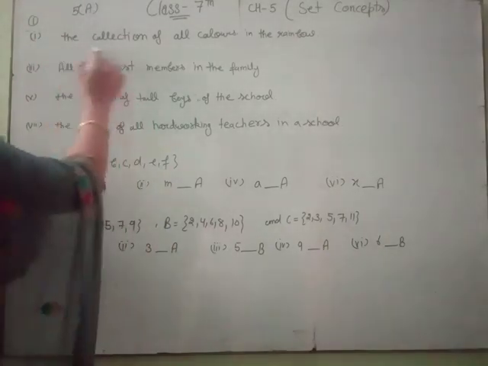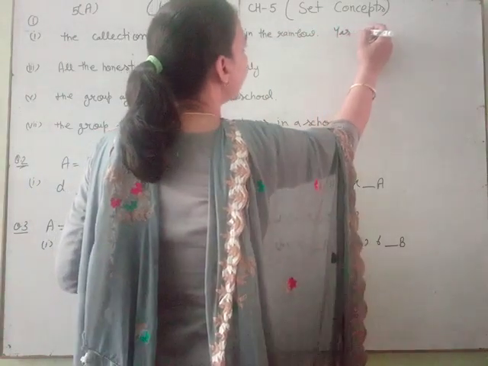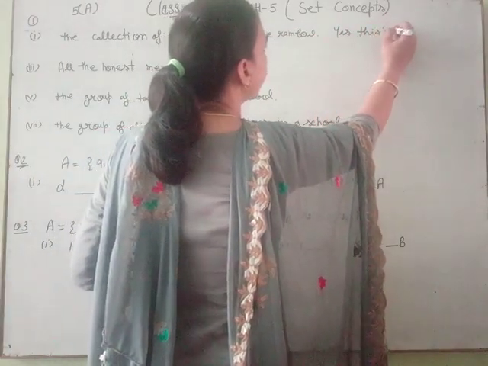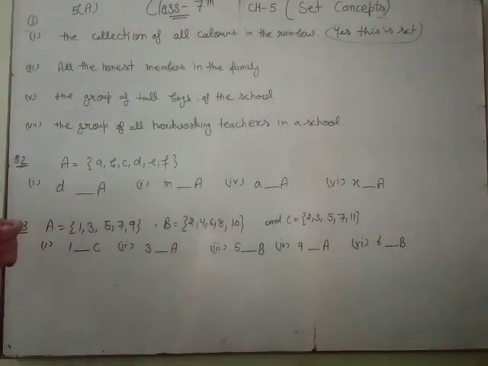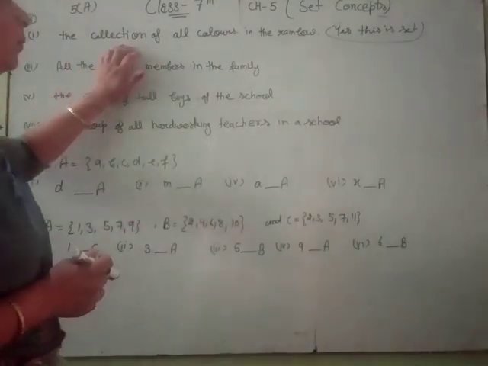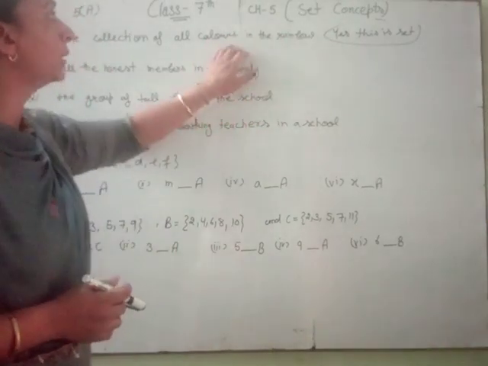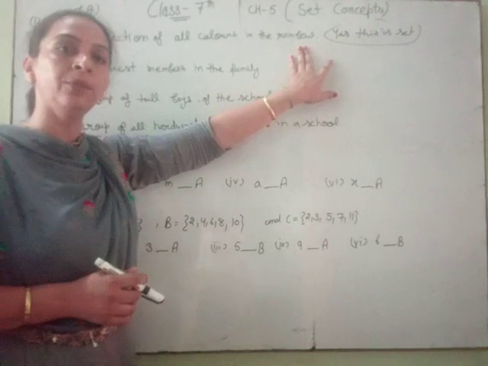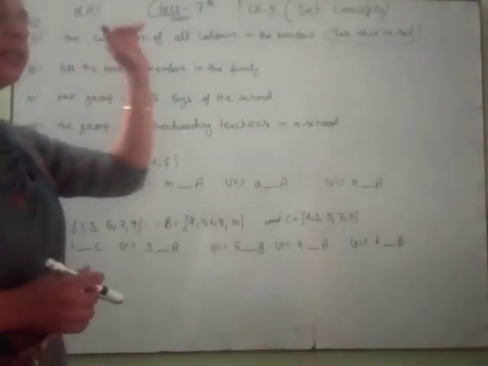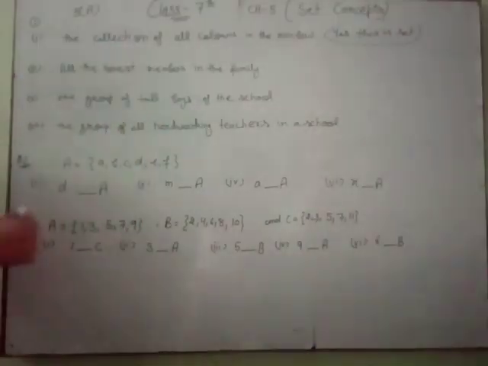First is the collection of all colors in the rainbow. Yes, students, this is a set. This is a set because it is a well-defined collection, because everyone knows about the colors of the rainbow. There are a total of 7 colors in the rainbow, and everyone knows these particular colors. This is a well-defined collection, so this is a set.